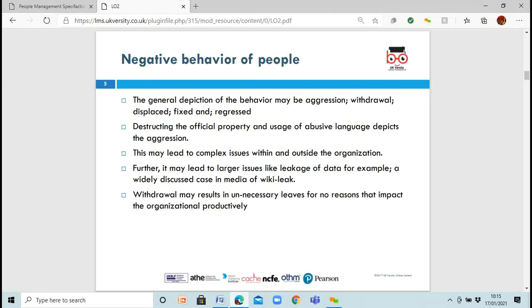And it could also lead to larger issues like leakage of data, things like a widely discussed case that happened in the media of WikiLeaks. So withdrawal may result in unnecessary leaves, and that will actually impact the organization's productivity.